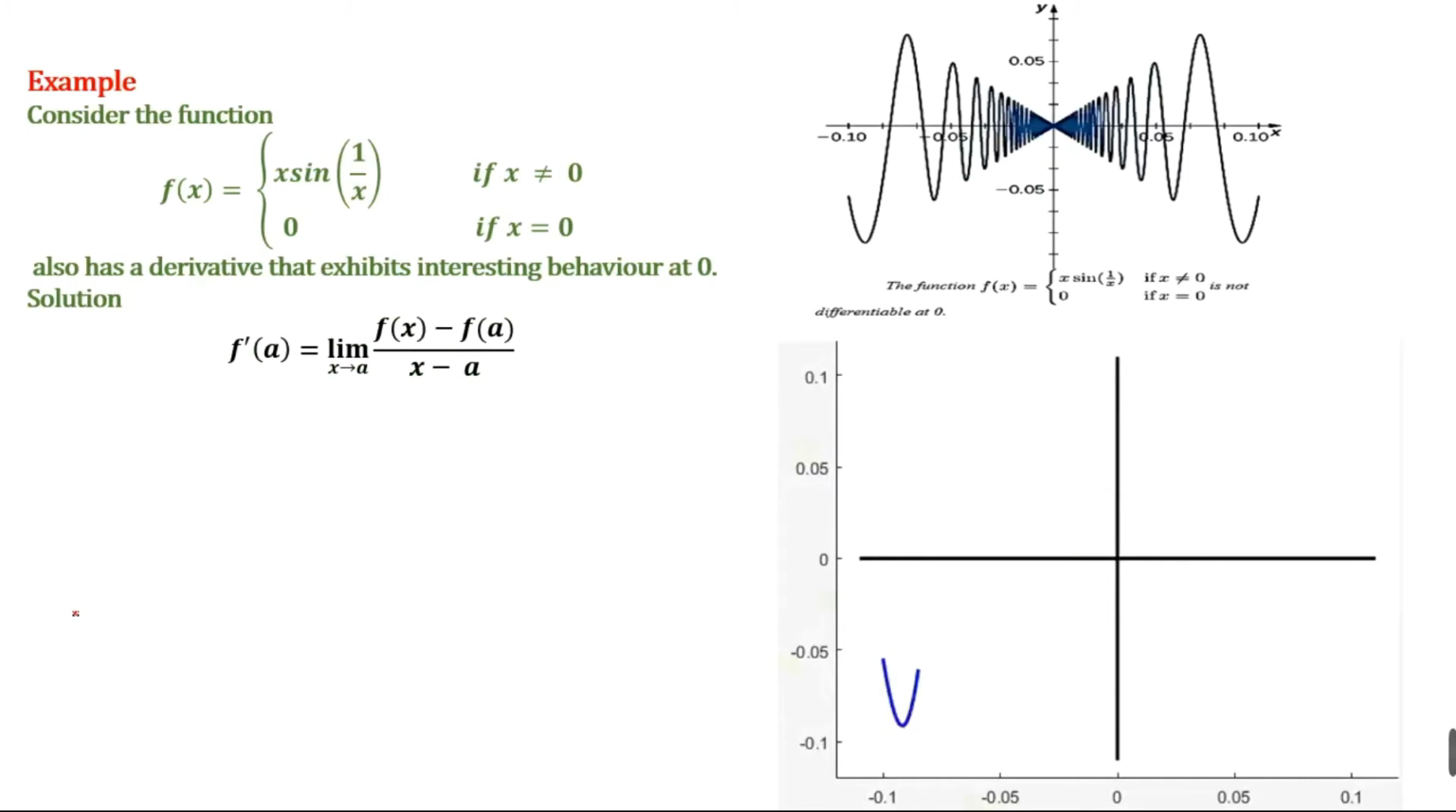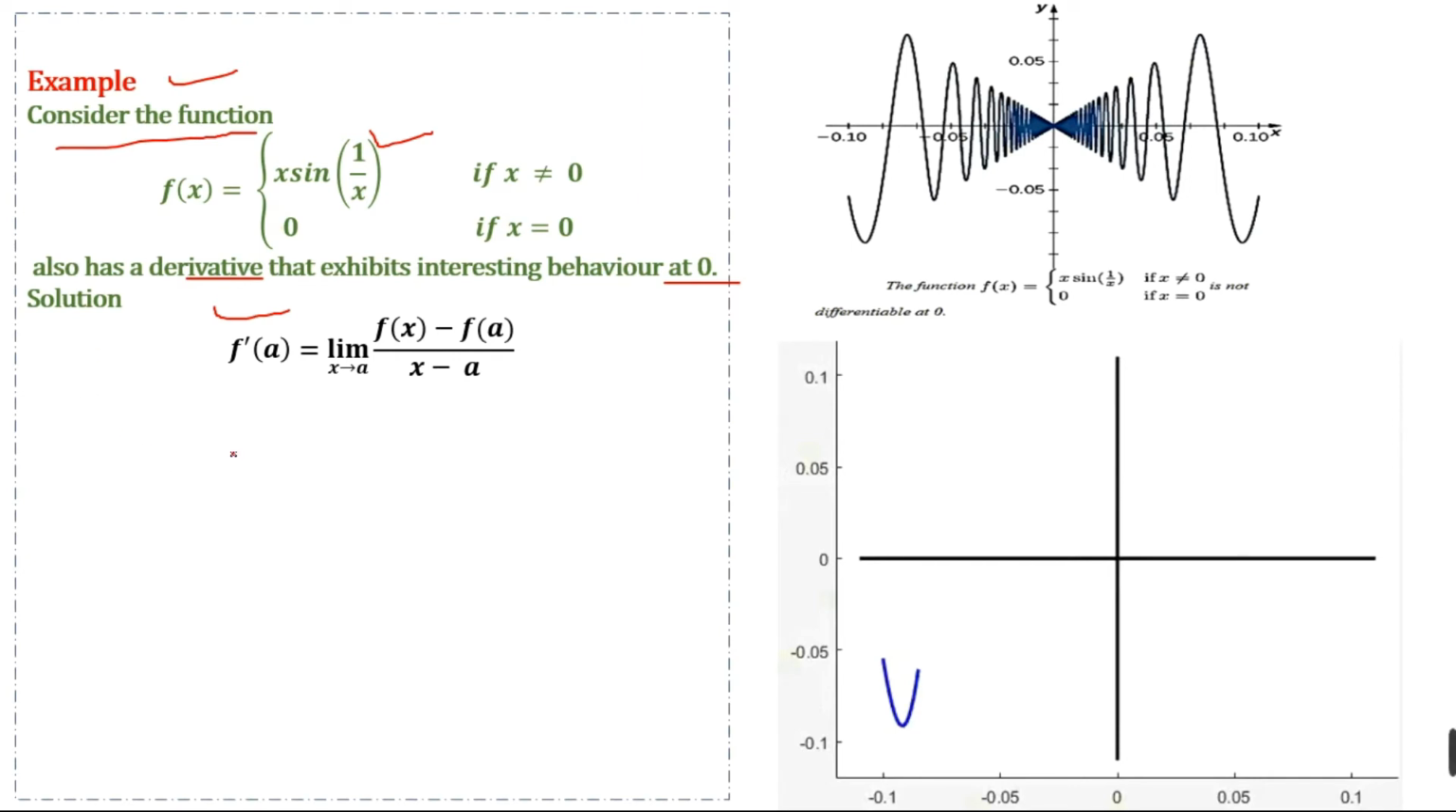Let us consider another example, and we will see whether continuity implies differentiability or not. Consider the function f(x) equal to this expression if x is not equal to 0, and 0 if x is equal to 0. It also has a derivative that exhibits interesting behavior at 0. Solution: this is the definition of the derivative. We apply the definition of the derivative on this function, and we will see whether a continuous function is differentiable or not.